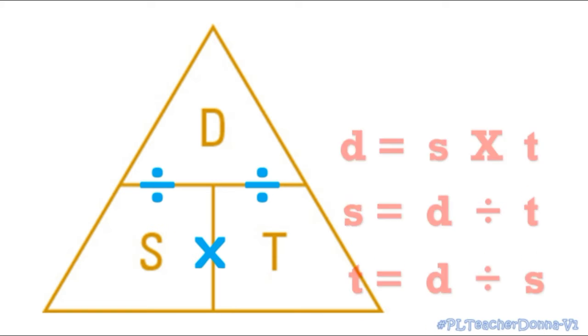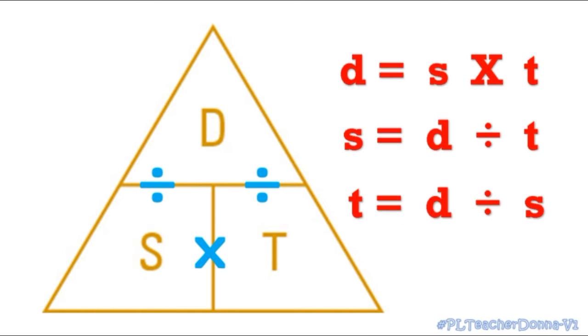Going back, to easily remember the formula when computing for speed, distance, and time, remember this triangle. So here are the formulae. d is equal to s multiplied by t. For speed, we divide distance by time. For time, we divide distance by speed.